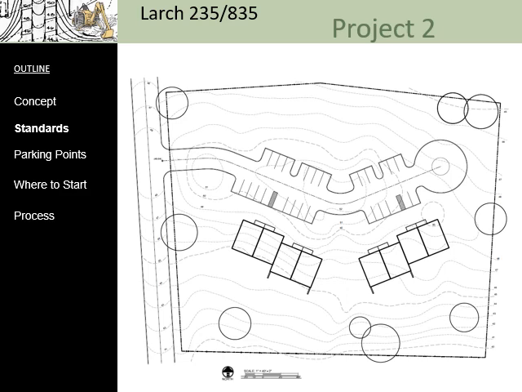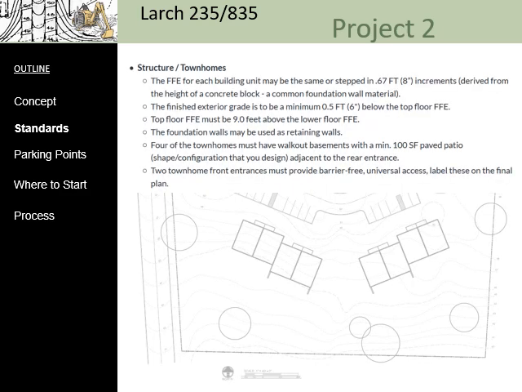And we're going to go over a few of them because they're a little more detailed than you've had in many of your exercises. And the standards we're going to go over are related just to the structure of the townhouses. That is, how do the townhouses work? How do the finished floor elevations work? How does some of the ADA accessibility work? We're going to talk about these in more detail.